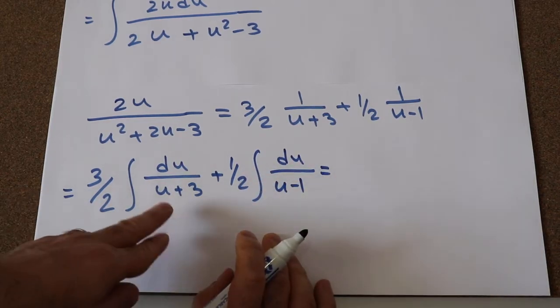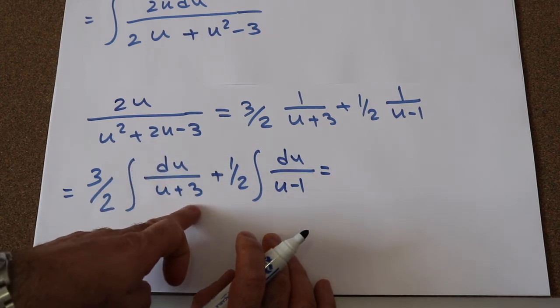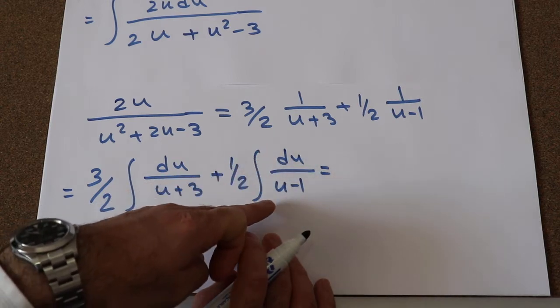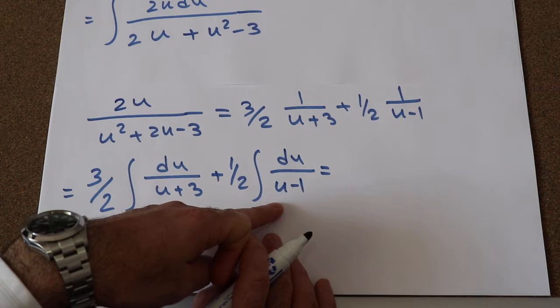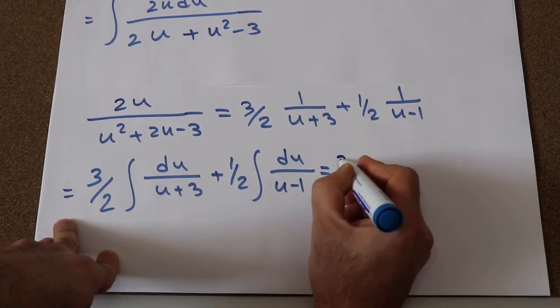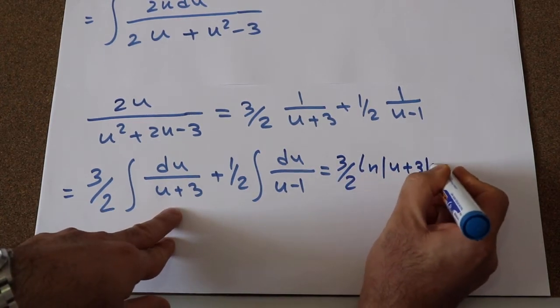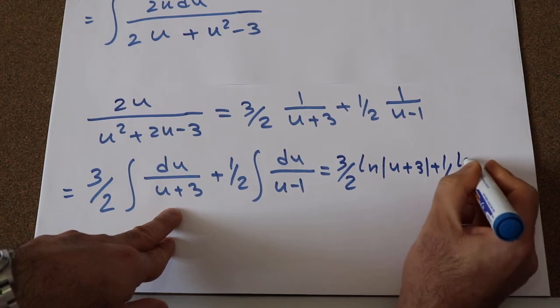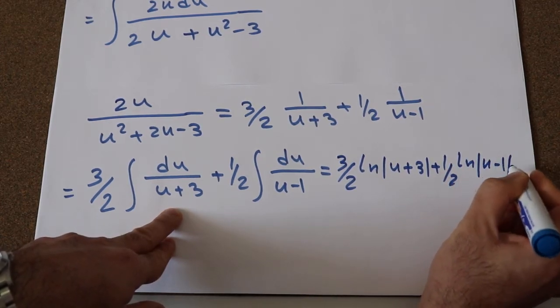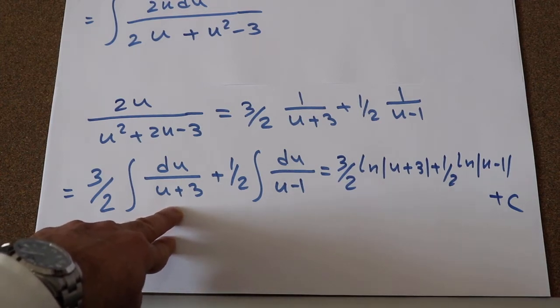From the table of integrals, you know that the integral of du divided by u plus 3 will be equal to ln |u plus 3|, and the integral of du divided by u minus 1 will be equal to ln |u minus 1|. So basically this will be equal to 3 divided by 2 ln |u plus 3| plus 1 divided by 2 ln |u minus 1| plus c, which is the constant of the integral.